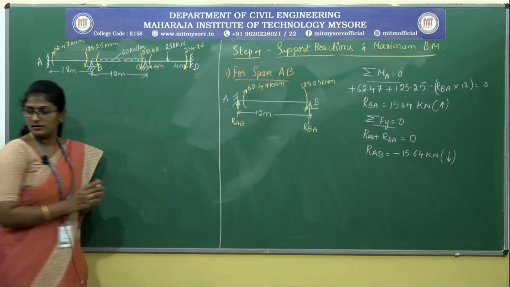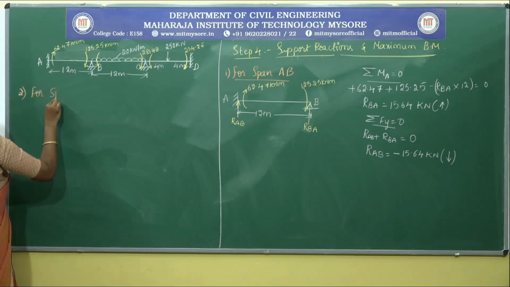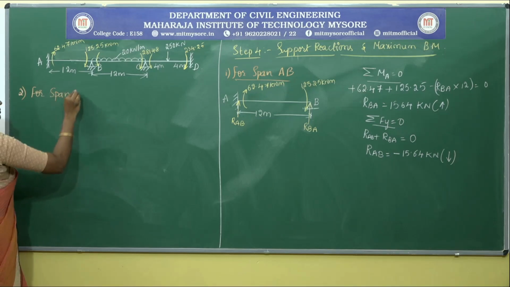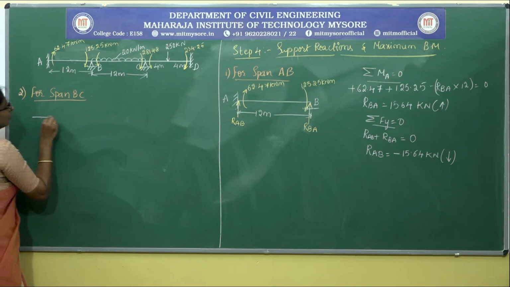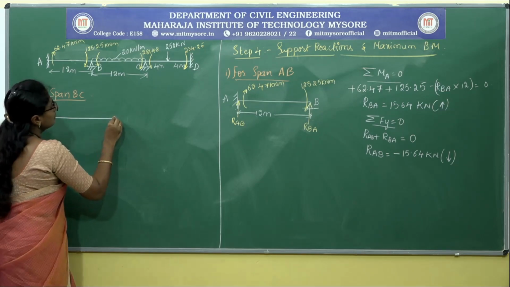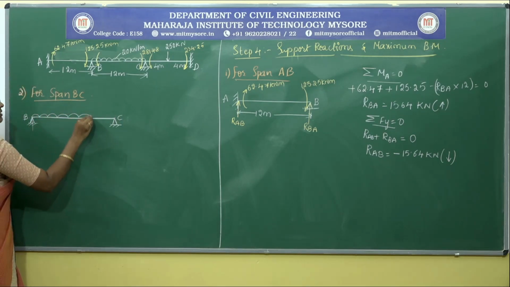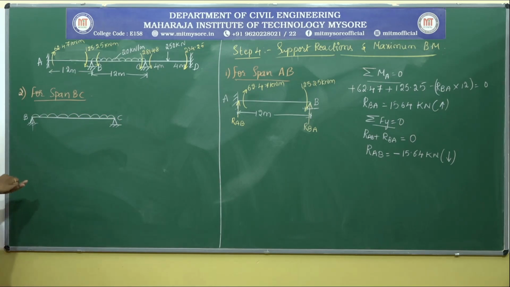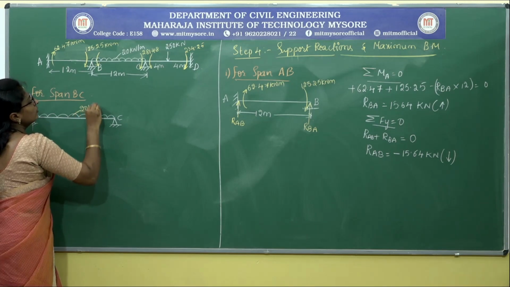Next, we shall take up the next span BC. The load acting here is 20 kilonewton per meter.